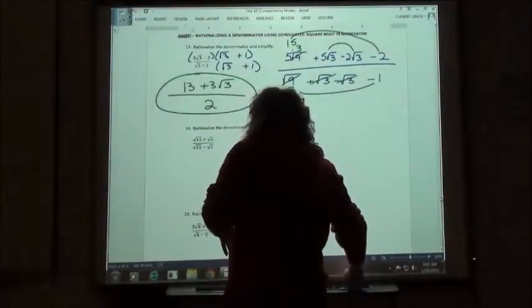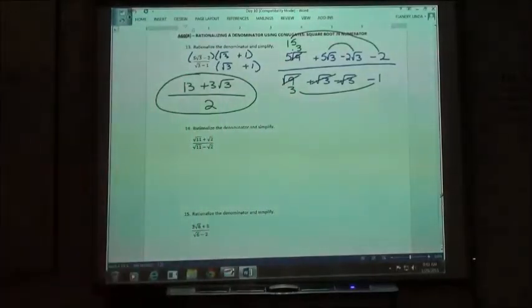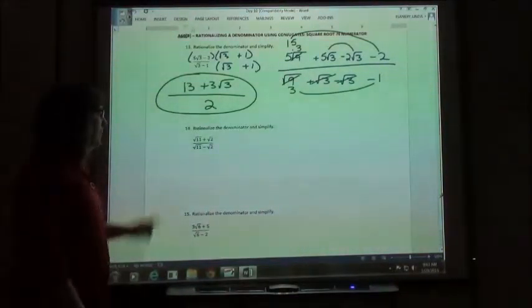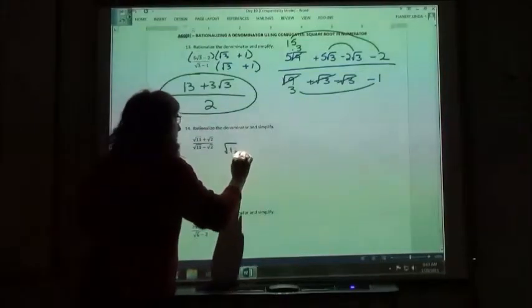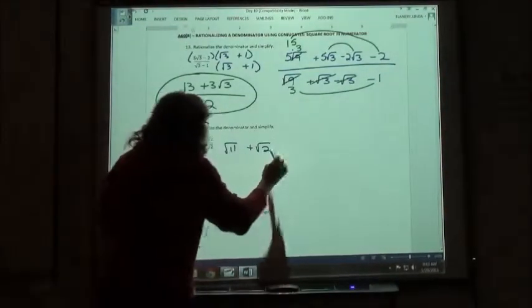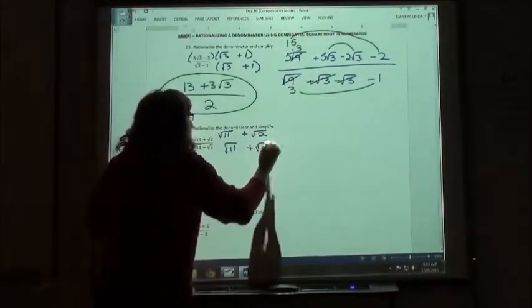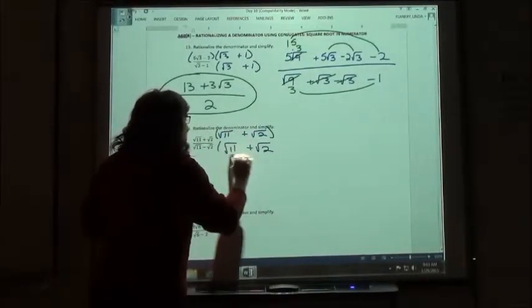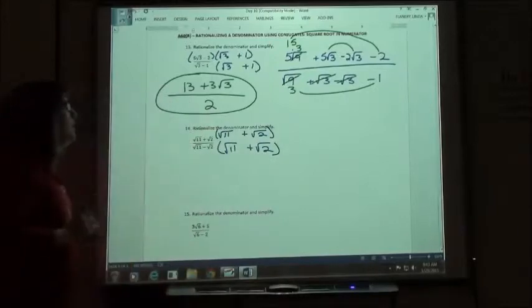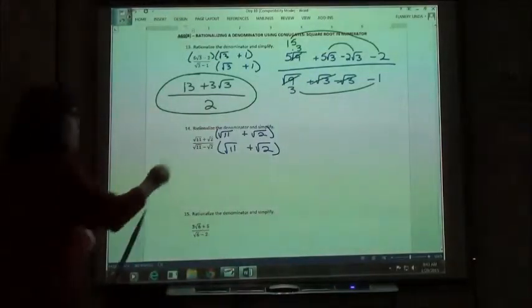So looking at number 14, I want to rationalize the denominator. What should I multiply both the top and the bottom by? Square root of 11 plus the square root of 2, exactly. So we're going to FOIL.